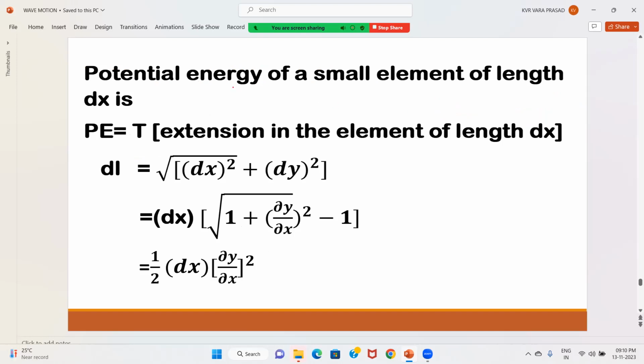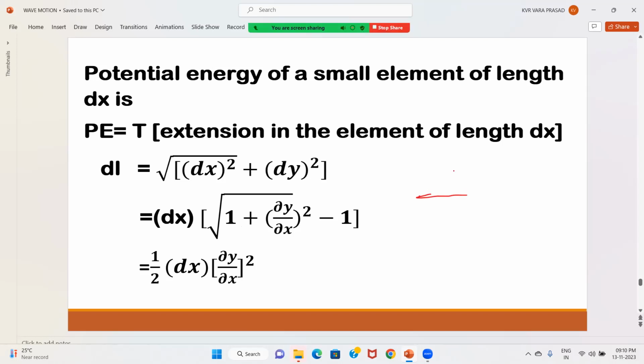So the potential energy of a small element of length dx is equal to tension into extension in the element of length dx. See how we got this one. Here tension is a constant. It is just like force into displacement. Now displacement is equal to elongation. That's why it is directly tension into the elongation of that element. Okay, see how to get that elongation.